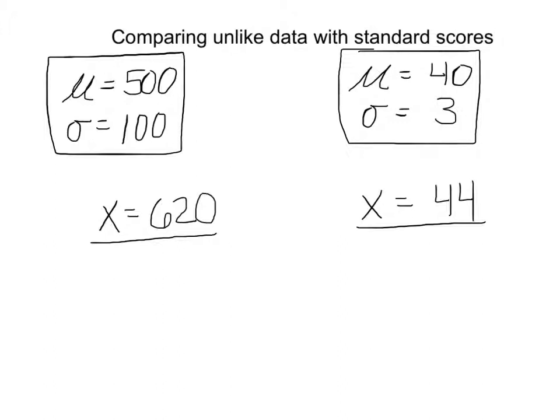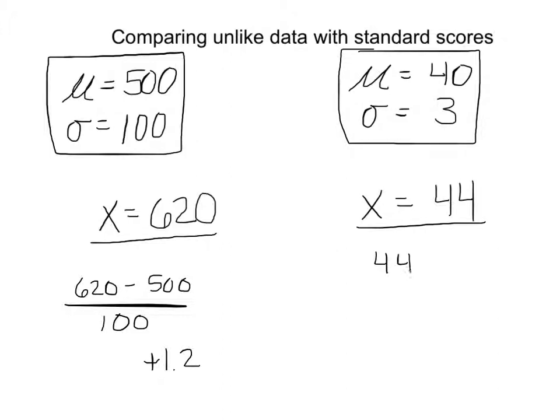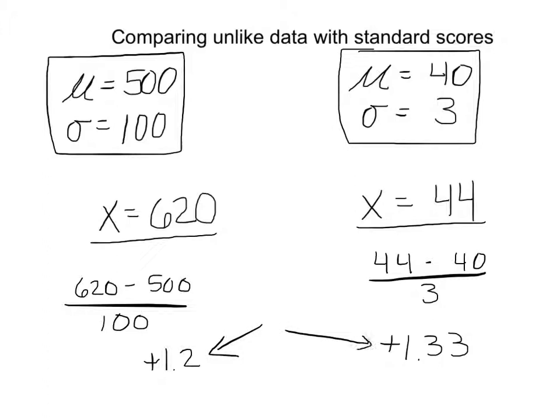If I standardize those scores, if I take the 620, subtract 500, divide by 100, I've now standardized this score as a positive 1.2. If I do the same thing to my other test, I end up with the standard score, a z-score of positive 1.33. These are now on even playing fields. So the fact that my positive 1.33 is a larger number tells me I did better on that test than the other.